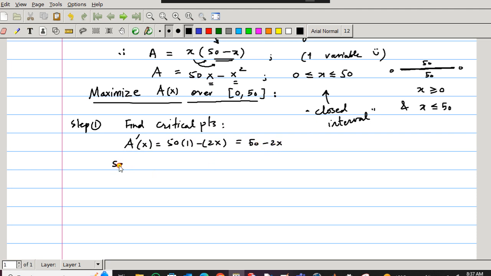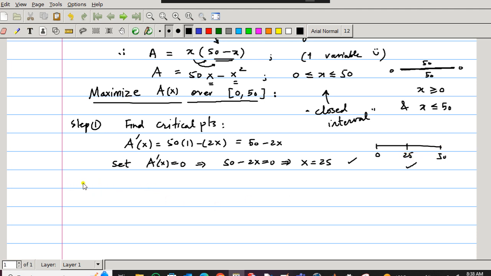Now for critical points, we set A prime of x equal to 0. So 50 minus 2x equal to 0, and this will give me x is equal to 25, which is 50 by 2. Agree? So this is the only critical point, and that critical point is in this interval. You see, this point is in the interval 0 to 50. So we are fine. My interval was from 0 to 50, and my 25 is here. So it's in the interval.